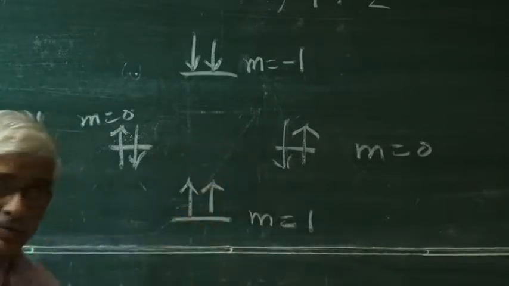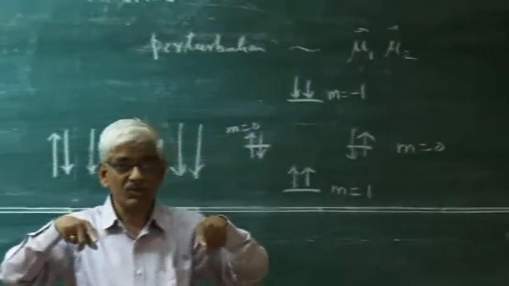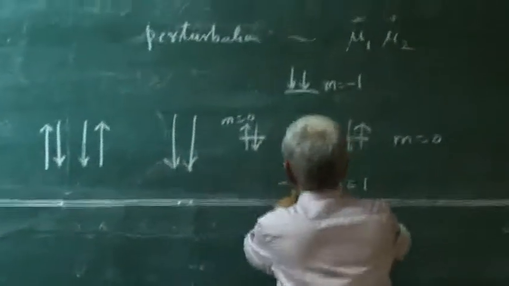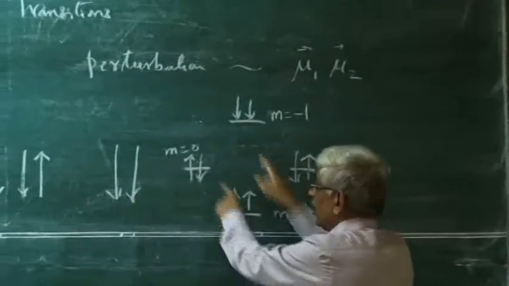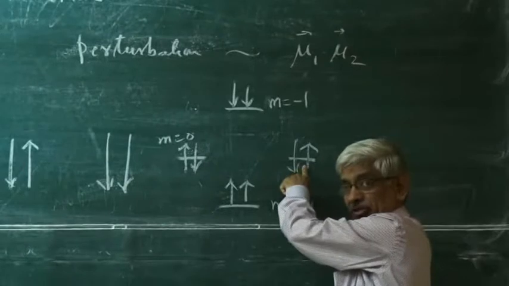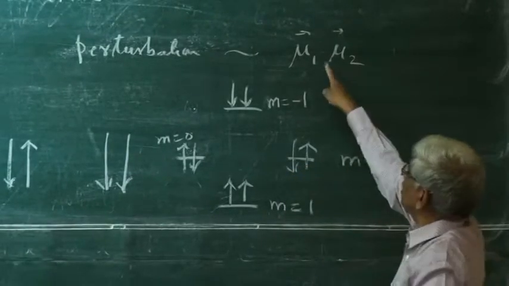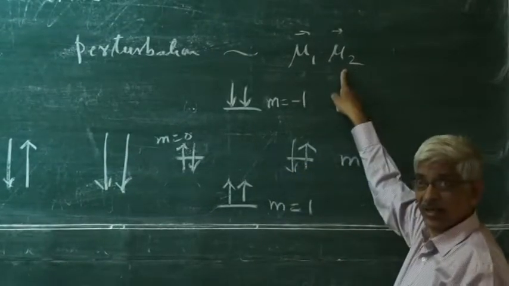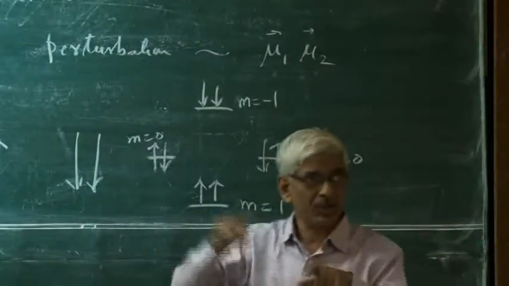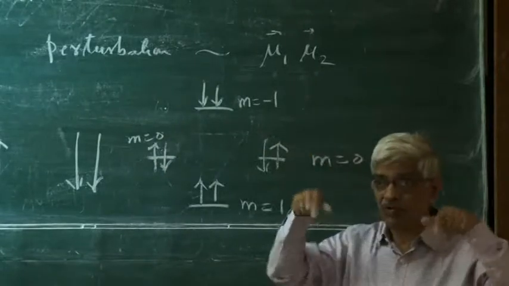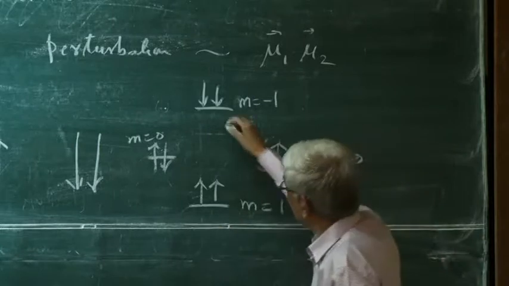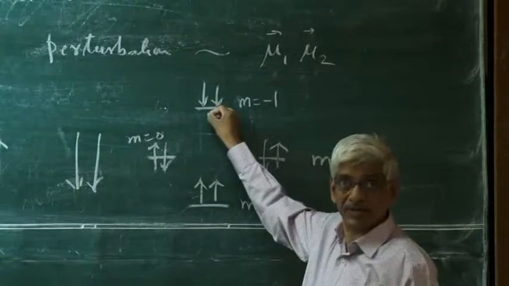Now, if both flips are possible, both flips happening at the same time, then you can go from here to here, and also from here to here. Are these permitted or not? If you look at this perturbation, it certainly says these two things are possible, because both flips are possible. According to this perturbation, two spin flips are possible, and therefore this is not prohibited.